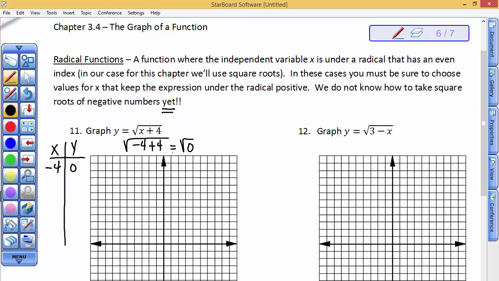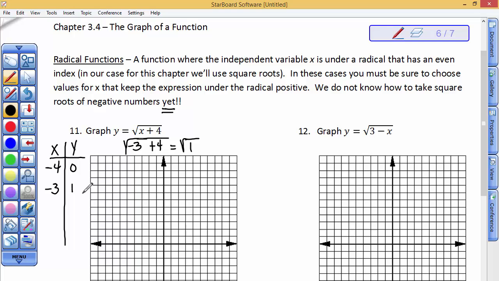Well, that's all fine. Now what I have to decide is if the next number I should use is a negative 5 or should I use a negative 3? I just need to use a number on either side. Would you notice this? If I used a negative 5 under the radical for x, a negative 5 plus 4 is a negative 1. And I don't know how to take square roots of negative numbers. So I'm not going to do that. I'm going to use a negative 3 under the radical because when I add 4 to that, I get the square root of a positive 1. The square root of 1 is 1.